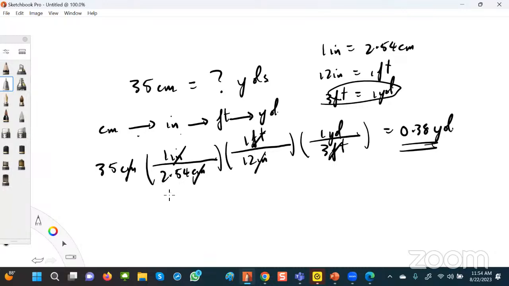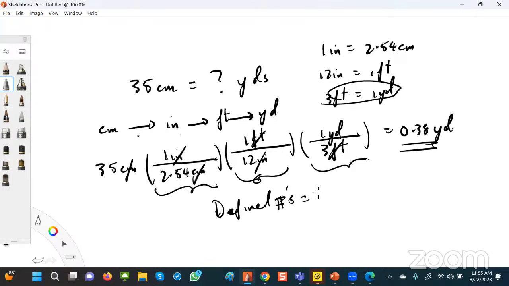Okay, very good question. And the answer is that each of these conversion factors are basically defined values. In other words, by definition, 1 inch is equal to 2.54 centimeters. By definition, 1 foot is equal to 12 inches. And by definition, 1 yard is equal to 3 feet. And remember, when it comes to defined numbers, they are exact, and therefore they have an infinite number of sig figs.